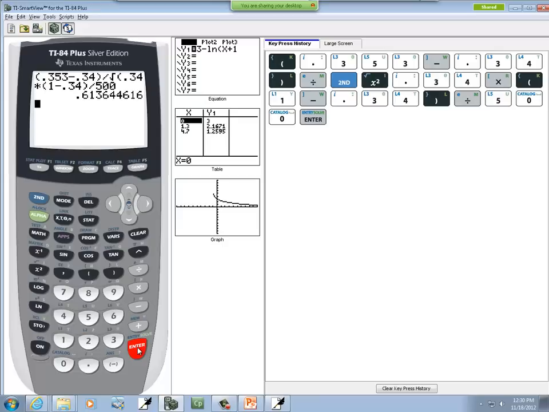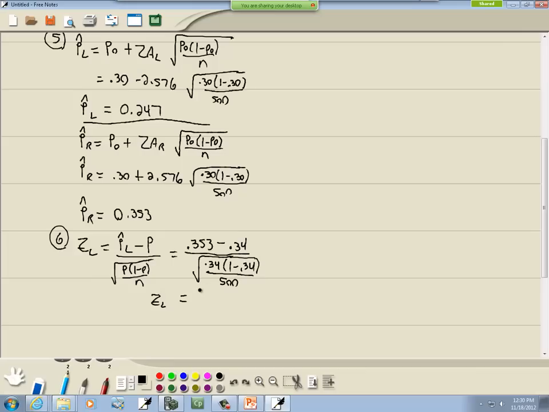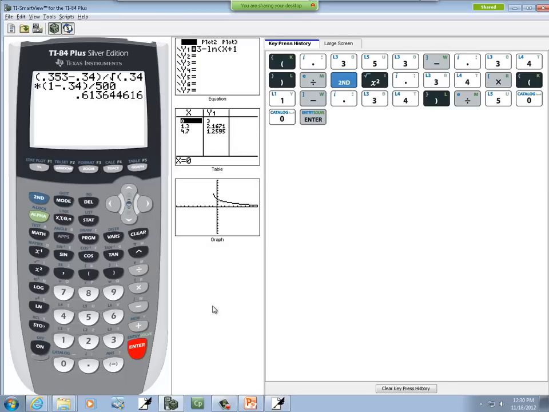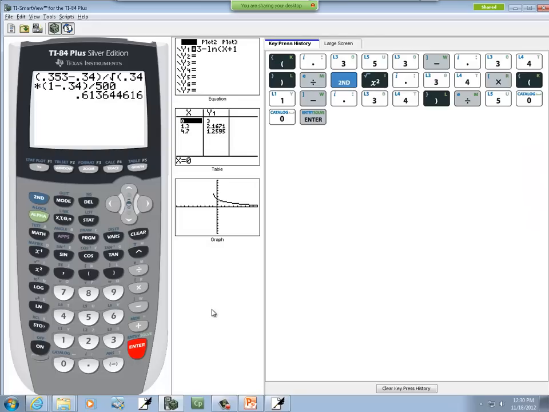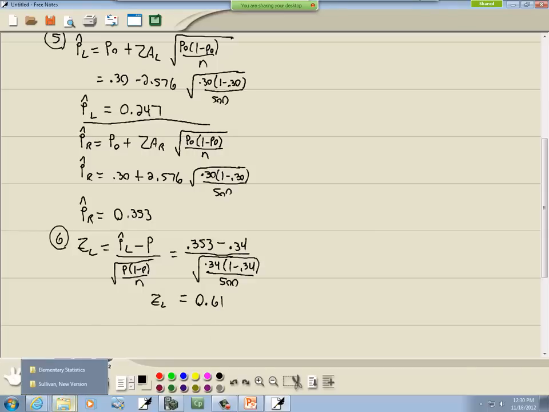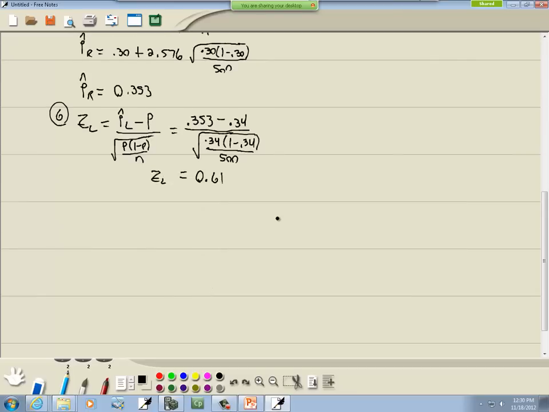Enter. And 2 decimal places, if I remember right, because the tables in the back of the book are restricted to 2 decimal places if we were doing it by hand. And I'm just double checking my numbers. Okay, now let's find z sub r. Z sub r is very close to this.